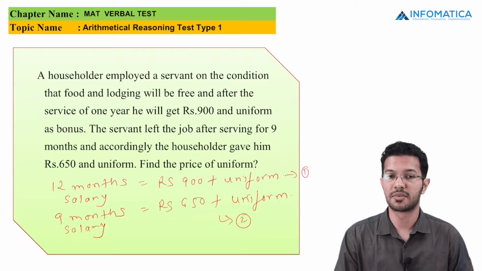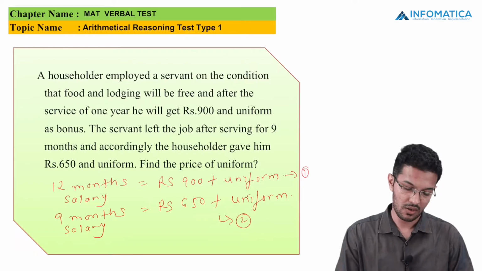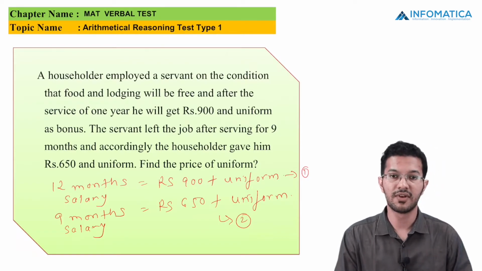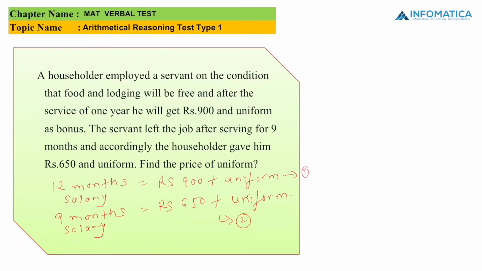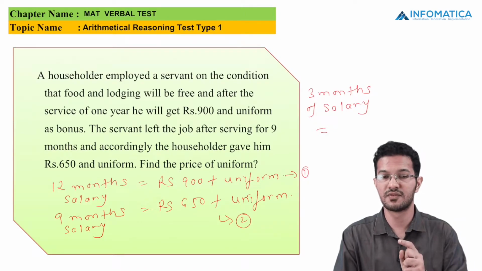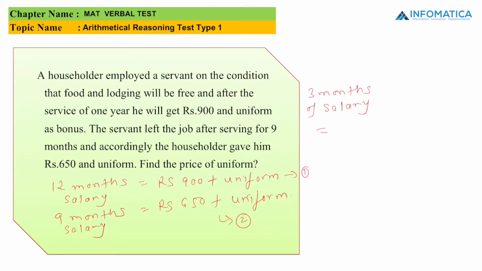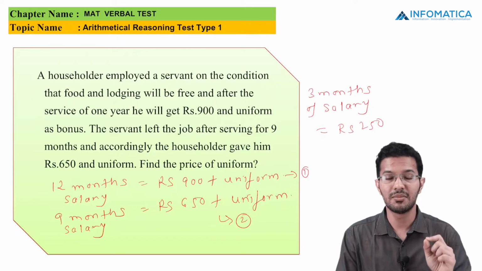So now on subtracting equation 2 from 1, let us see what we get. On subtracting equation 2 from 1, we get 12 months of salary minus 9 months of salary, which gives us 3 months of salary. So 3 months of salary gives us 900 minus 650, which is rupees 250. So now students, we have got 3 months salary as rupees 250.